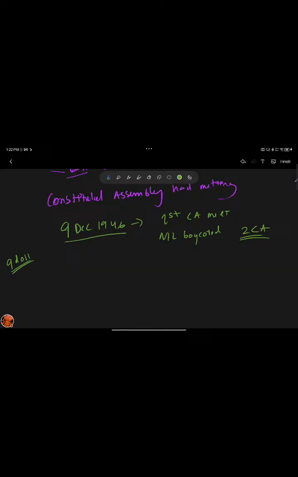And here the temporary president was Dr. Sachchidananda Sinha.